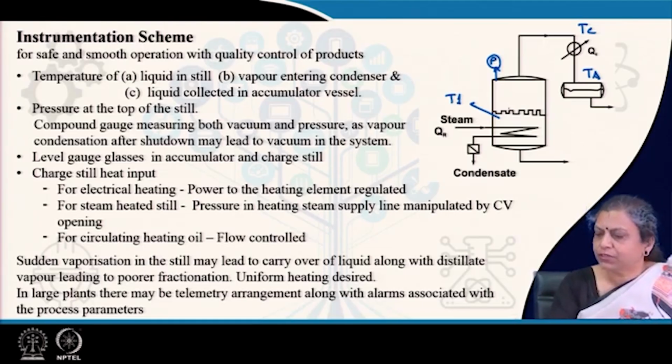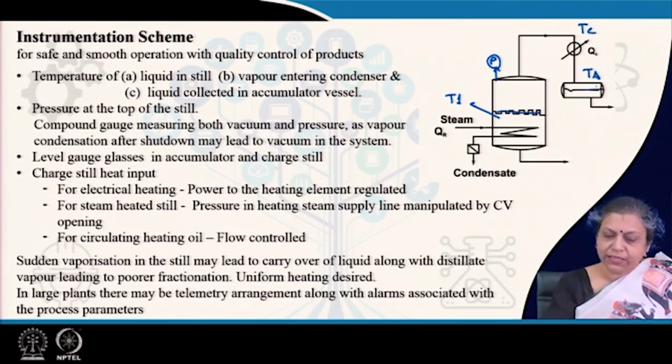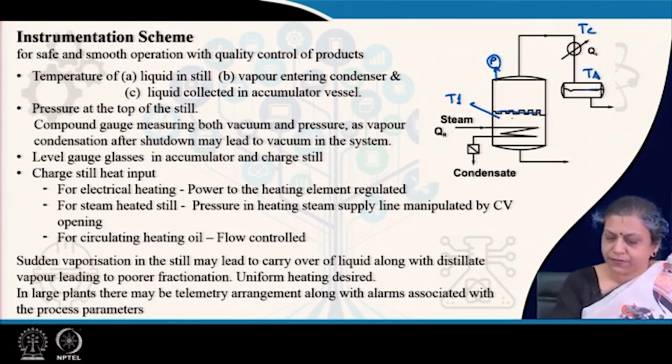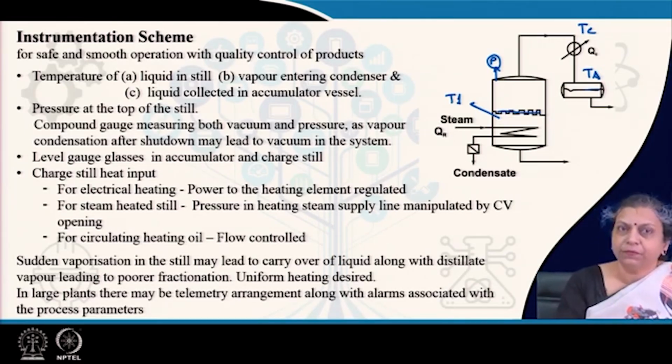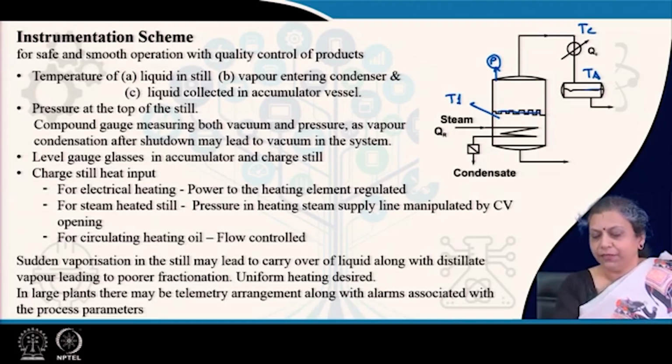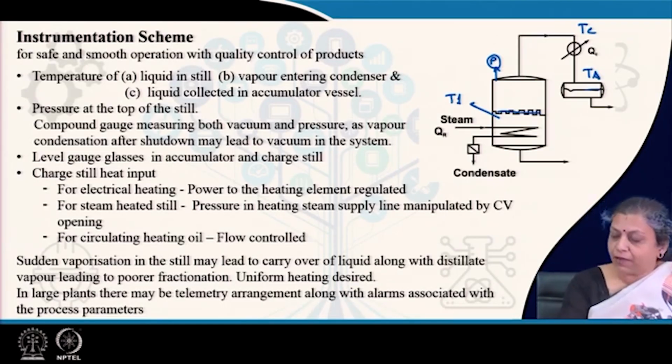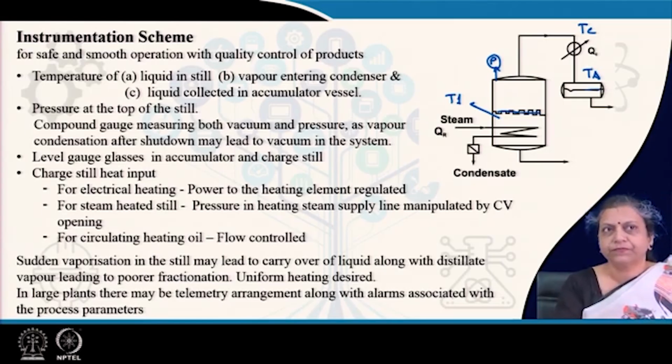Levels have to be controlled here, the level has to be controlled here. So, you need level gauge glasses in these two places. Now, normally if you have a very small plant, then all these controls can be just at the column itself, and an operator can come and keep on measuring. If we have a larger plant, then there can be a telemetry arrangement along with alarms etc. associated to control and regulate the process parameters.